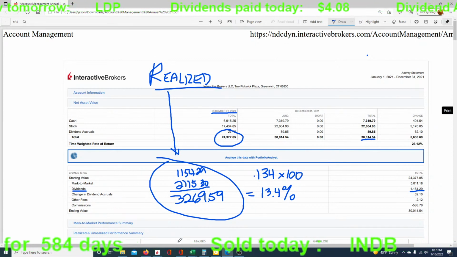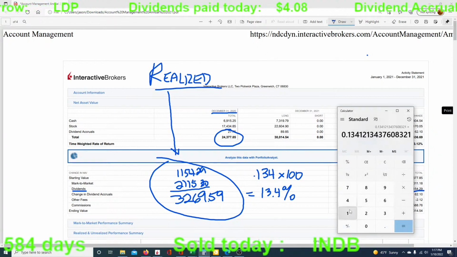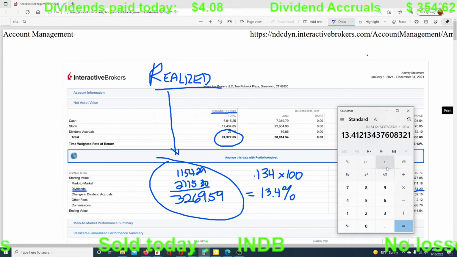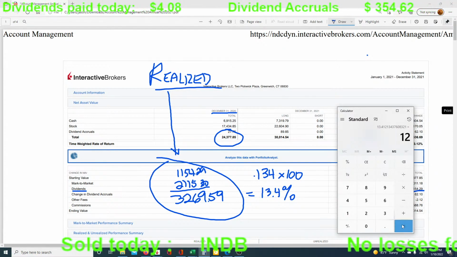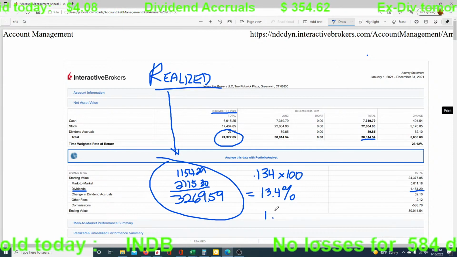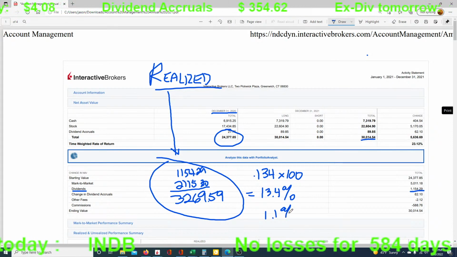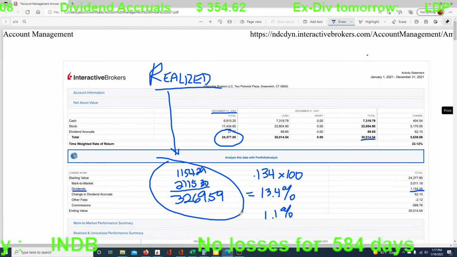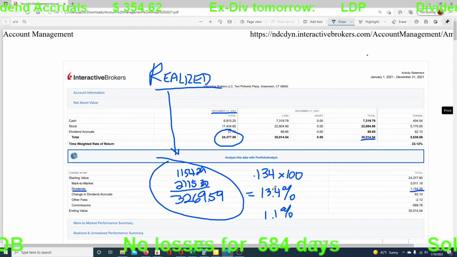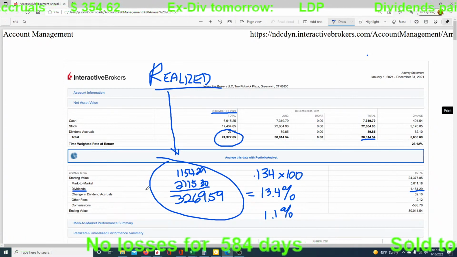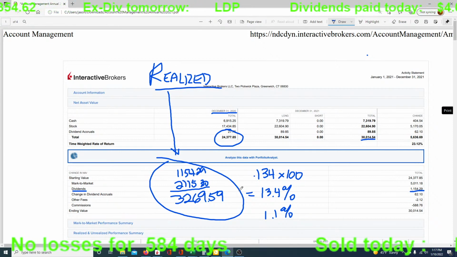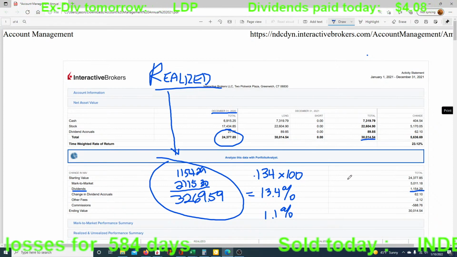If you divide that 13.41 by 12, we average 1.1% per month. And what do I say every month? We're targeting 1%. This is how you come up with this number. This is how you increase the value of your account by staying within the rules and not taking any losses.